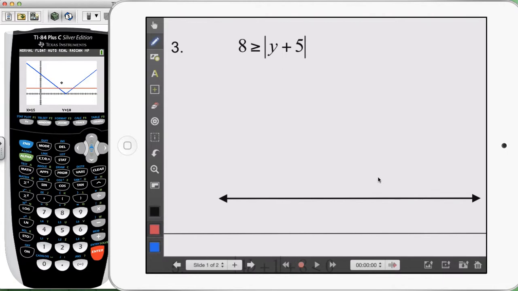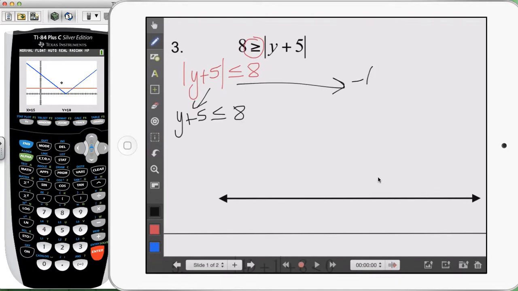Now remember, for me, I like my variable to be on the left side of my inequality, so I'm going to rewrite this. The absolute value of y plus 5 is less than or equal to 8. Okay, I'm going to rewrite this as a positive, which is my right equation, and a left equation.